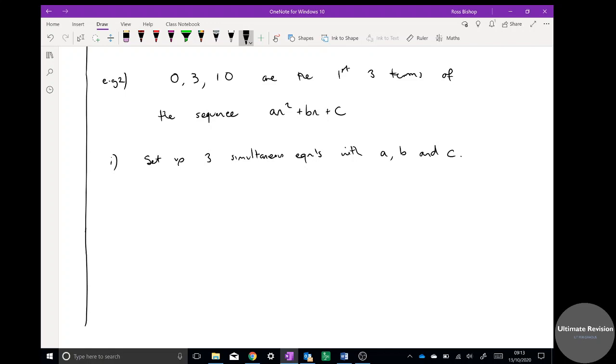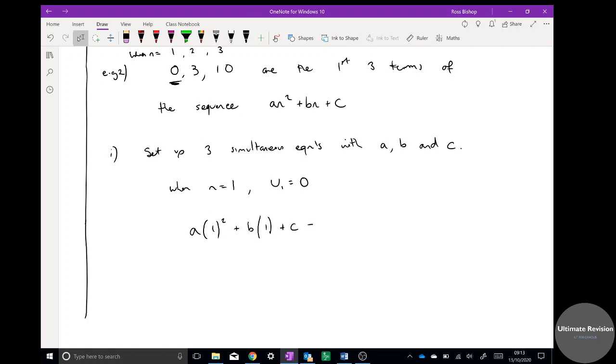Right, what this means is if I read the question carefully, I know when n equals 1, the first term, I know that u of 1, the actual term, is going to be 0. That comes from there. So this is when n equals 1, that's going to be when n equals 2, and that's going to be when n equals 3. My first equation, I just need to substitute 1 in here. I get a 1 squared plus b times 1 plus c, and that's going to equal 0.